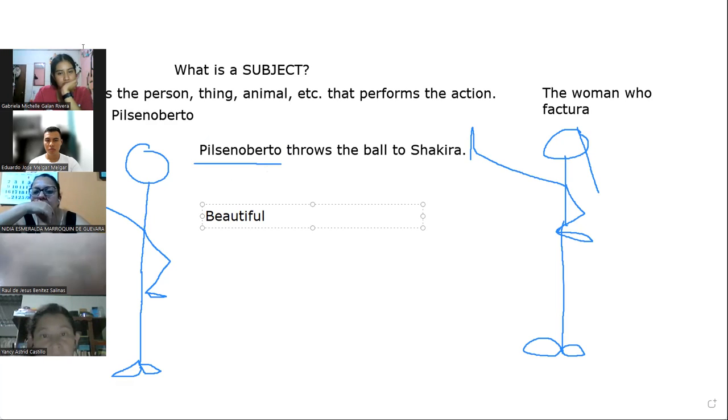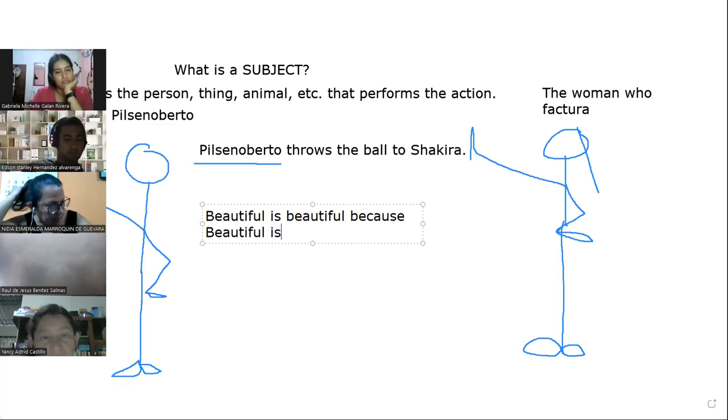Because it describes something. What is it describing? What is "beautiful" describing right now? Is it describing something? No. In this case, it's a noun. So we can say "Beautiful," right? Because Beautiful is my dog's name. See, in that case, guys, "beautiful" is not an adjective.